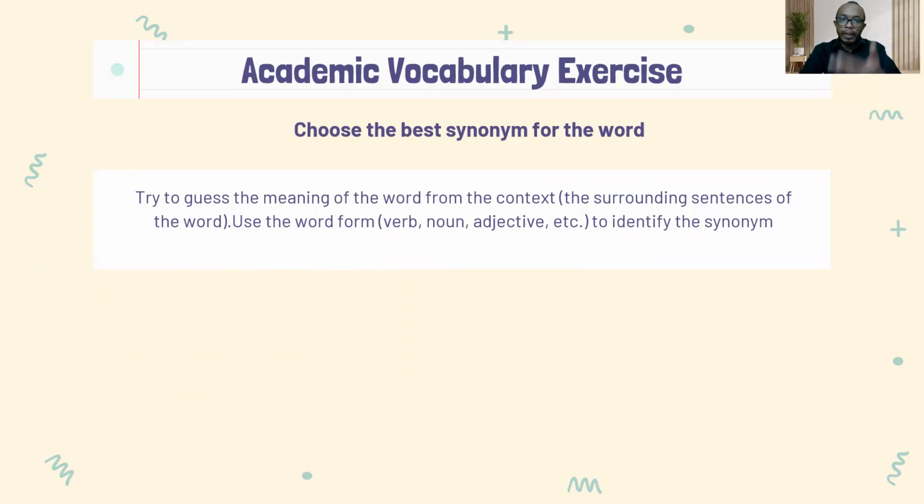If you are reading something and you want to improve your vocabulary at the same time, you can try to guess the meaning of the word you don't know by looking at the sentence around the word. And don't forget to also pay attention to the word form. So those are your clues to answer these exercises. Now, here's the first one.